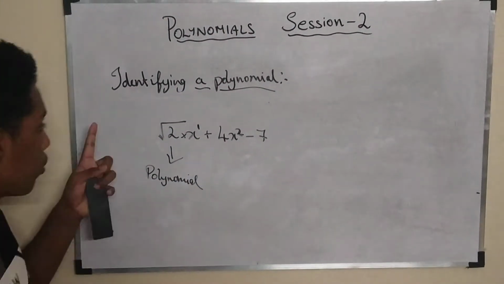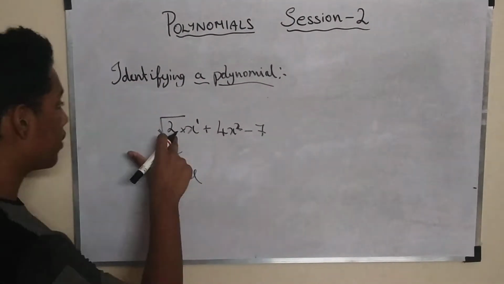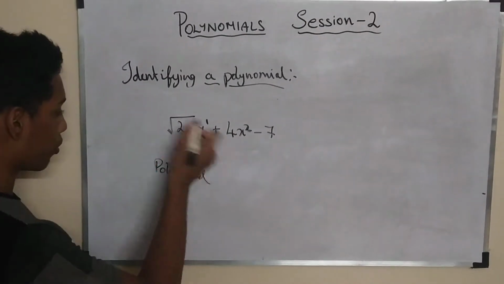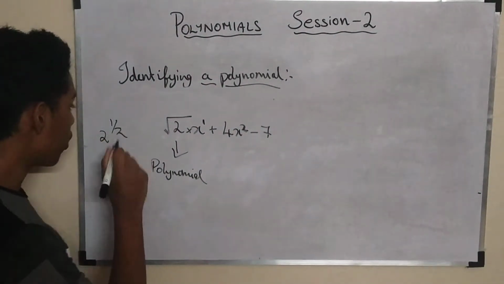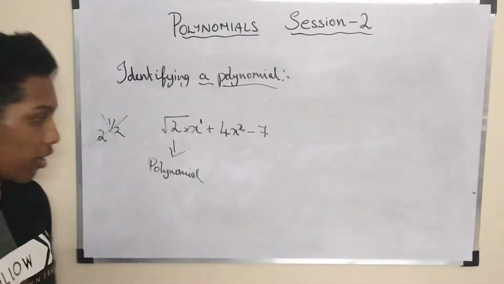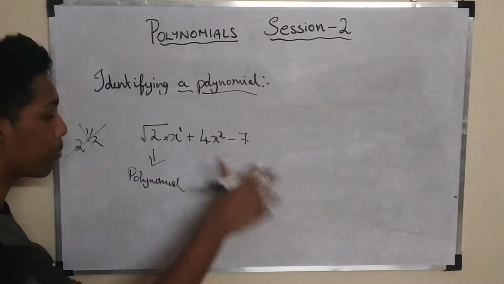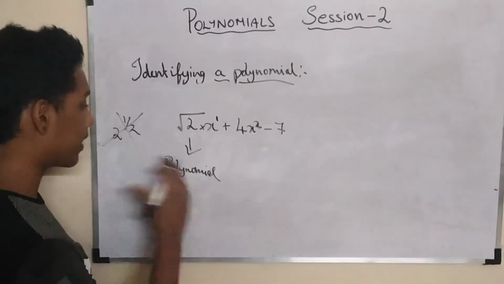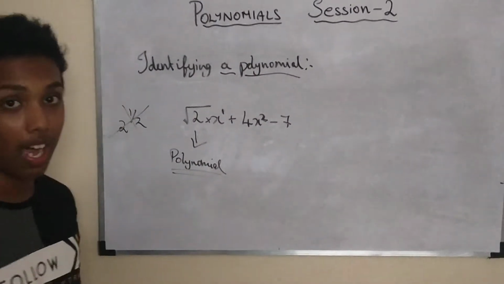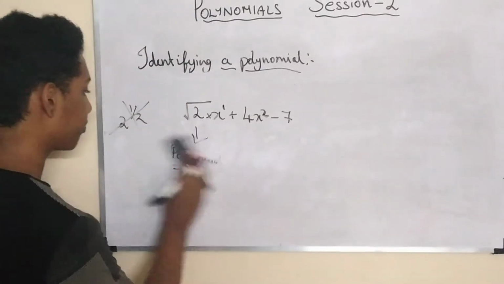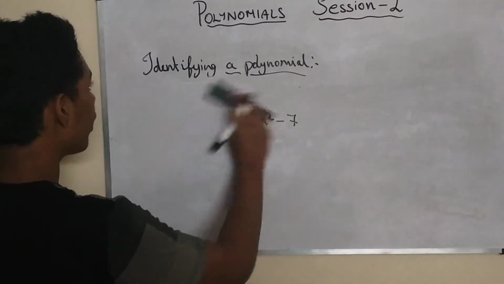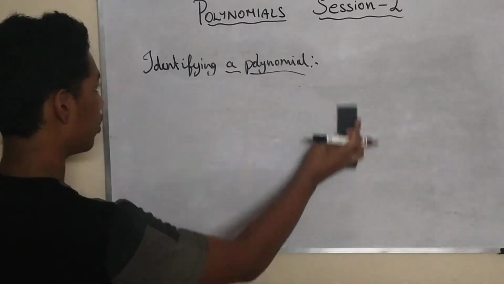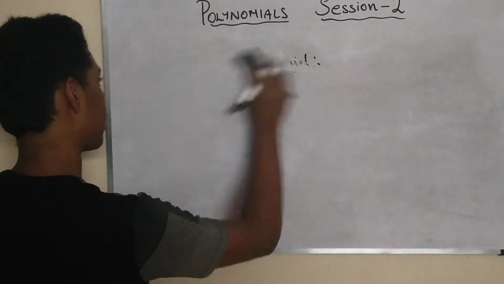If there is a root for the constants, if this is a constant, then when you simplify it will be 2 power 1 by 2. Do not care about this constant at all. Only the variable's power is important. If those powers are whole numbers after simplification, then you can say that this is a polynomial. Remember it. So identifying a polynomial is over now. Now let's move on to the next topic.